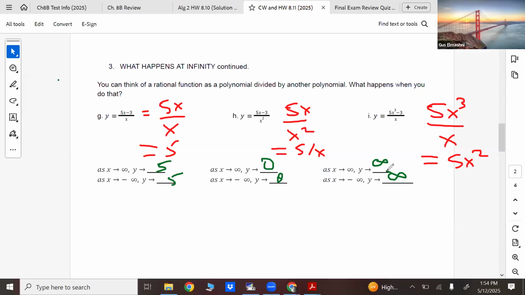So that 5x over x is 5. Regardless of what I plug in for x, just think about it. If I plug in 1,000, what's 5,000 minus 3? 4997. What's 4997 divided by 1,000? That's pretty close to 5, right? So here, if I plug in 1,000 squared, that's a million. 5,000 over a million is still close to 0. And this just increases forever. Because it's squared, whether I put in a positive or negative, it always comes out positive.